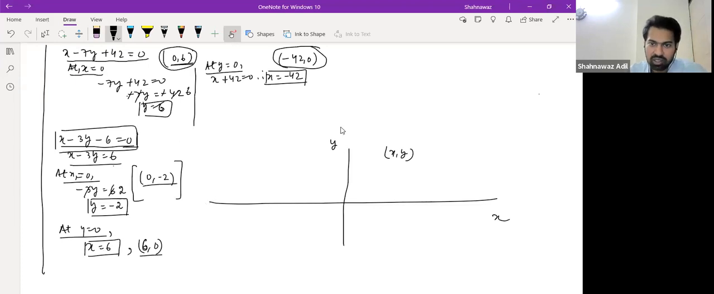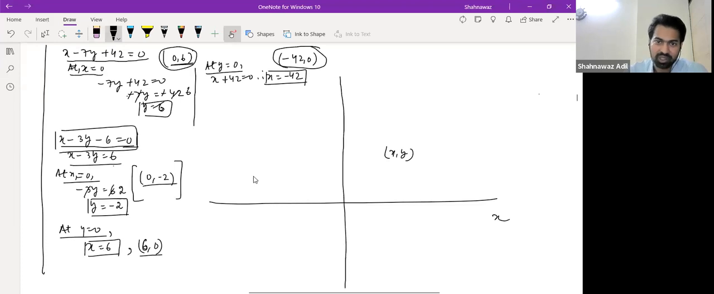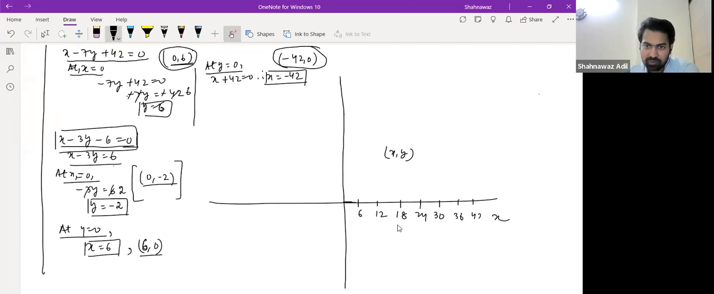So let us first draw the divisions. This is minus 42, right? This is 6 and this is 6 also. So let us keep the division or the steps in the form of 6 steps. So the first division is 6, the second one is 12, the third one is 18, 24, and then 30, 36, and 42.